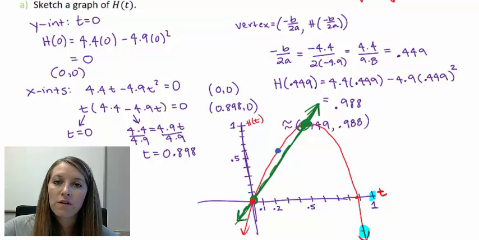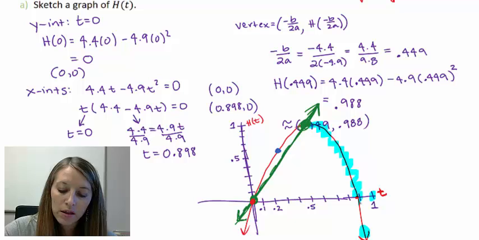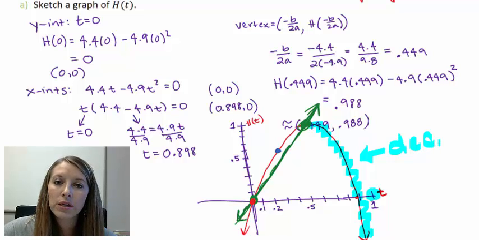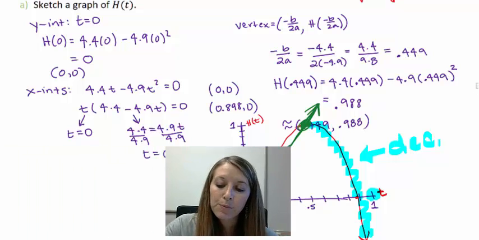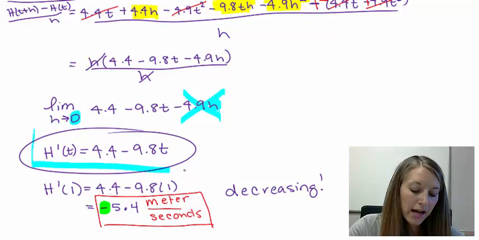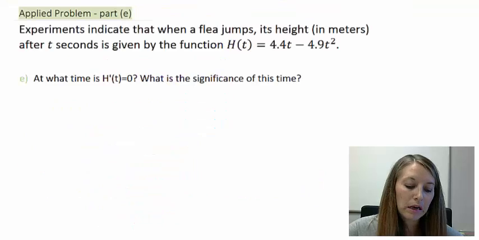Now, we came up with the answer of negative 5.4, which told us that the rate was decreasing. That makes sense on our graph because our flea is at the descent of his jump. Since he is going down on this portion of the jump, that means here our velocity is decreasing. So of course, at 1 second, he's going to have a decreasing velocity, and specifically, the velocity was negative 5.4 meters per second. So now that we computed our velocity, or our h prime of t, let's move on to the next part, part E.